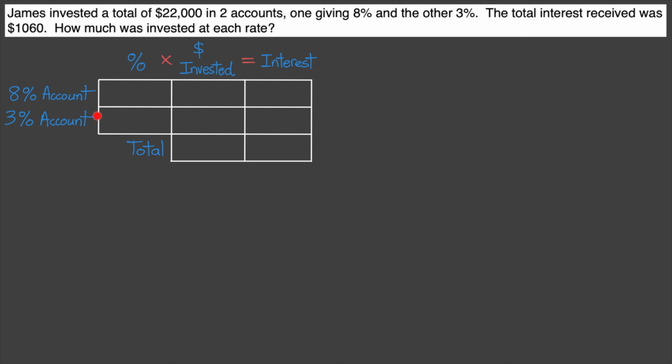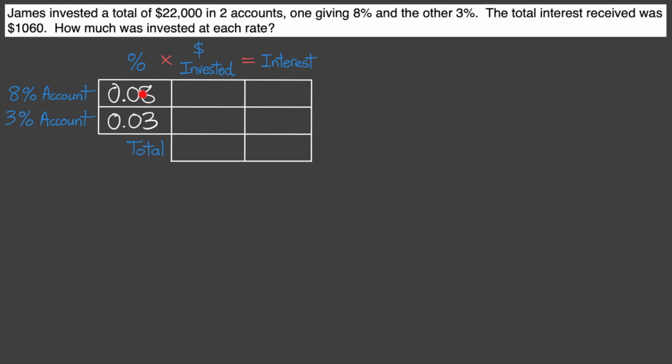So here's our chart. On the left we have our 8% account and our 3% account. And on the top here, the percentage times the amount of money invested is going to equal the interest earned from that account. All right, so let's start filling in our chart. The percentage is pretty easy because in the 8% account, you're going to get 8%. Now, what's 8% as a decimal? It is 0.08. Same thing for the 3% account. You will get 0.03.